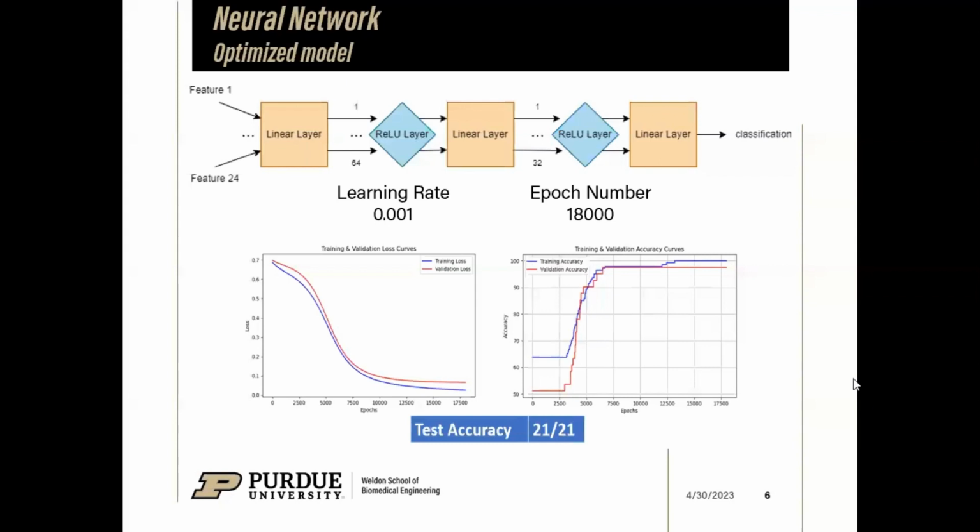Here on the bottom, you can see the results of the finalized neural network. You can also see that the test accuracy is 21 out of 21. This shows that while using the test dataset, this neural network correctly predicted the CKD diagnosis of 21 out of 21 patients that were in the test dataset. At the top, you can see the structure of the final neural network.